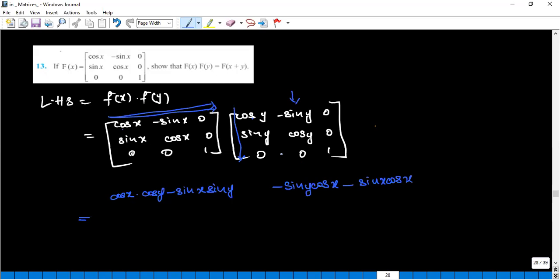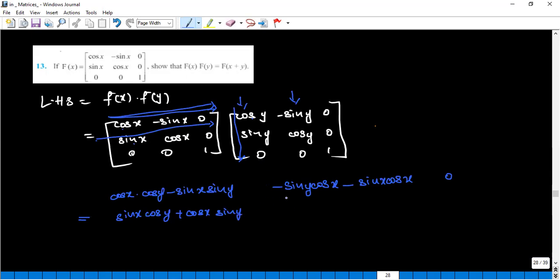The third element you will get like this: cos x into 0 is 0, sin x into 0 is 0, 0 into 1 is 0. So the third element is 0. Same like that, second row into first column: sin x cos y plus cos x sin y.